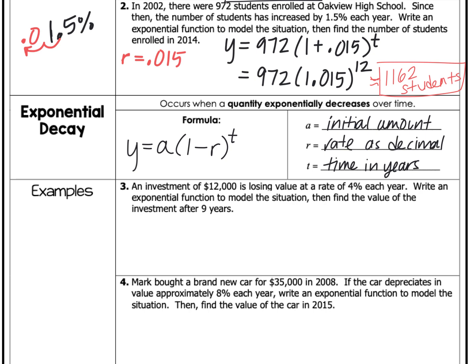So an investment of $12,000 is losing value. That's unfortunate. At a rate of 4% each year. Ouch. Write an exponential function to model this. All right, you've got 4%. You need that as a decimal. What do you do? Move it to the left 2 places. Make sure you move it twice because you are dividing by 100, 2 zeros. The rate is 0.04.